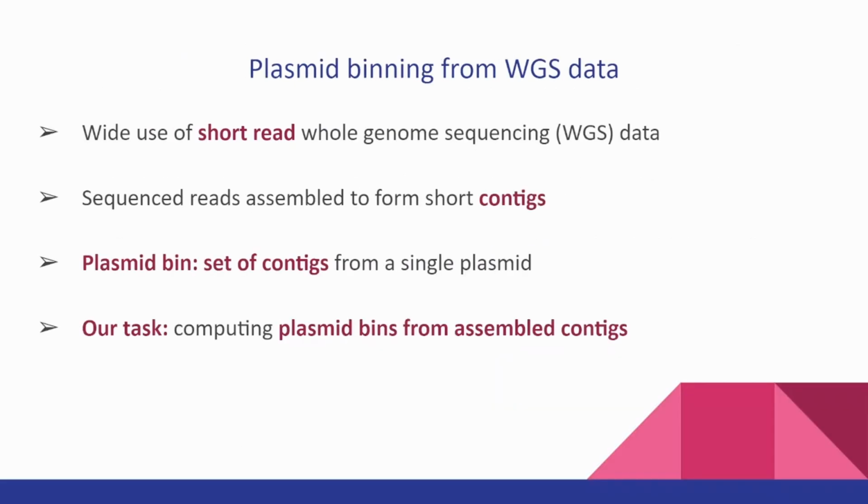Our input consists of whole genome sequencing data. In particular, we focus on using short read whole genome sequences, and the sequence reads assemble short contigs. In plasmid binning, we try to form a set of contigs that represent a single plasmid. And our job is to compute these plasmid bins from the pool of assembled contigs.